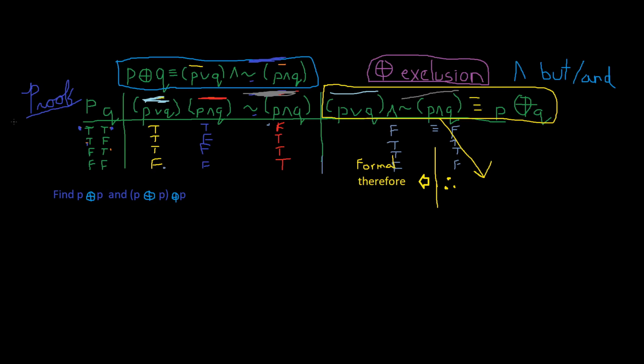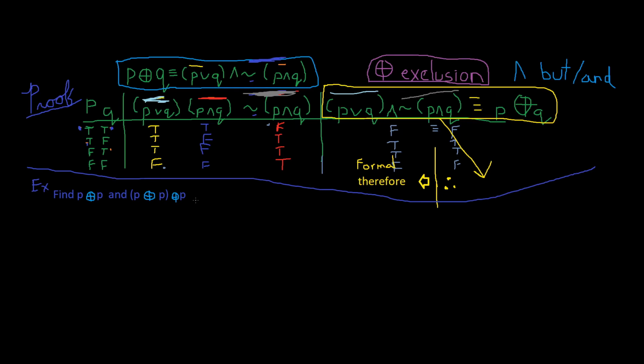Now we're going to come down here and do an example to finish off our video. This example has to do with the exclusion. We just proved the exclusion, so let's go down here. All it's asking is to find P exclusive P, and then find the statement of P exclusive P and the exclusion of P again.